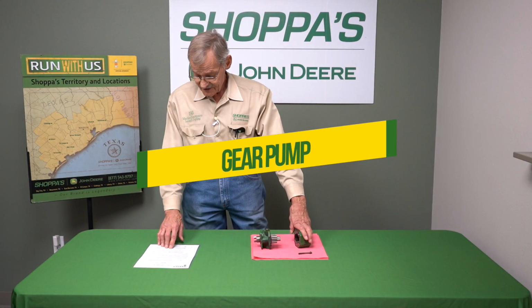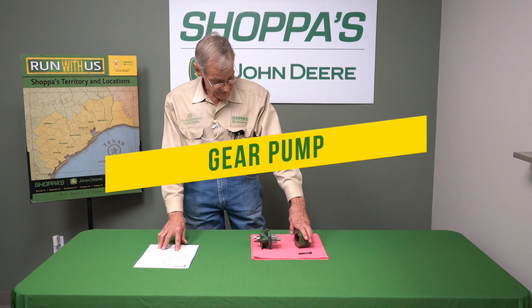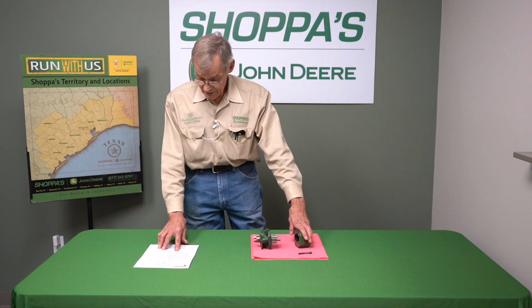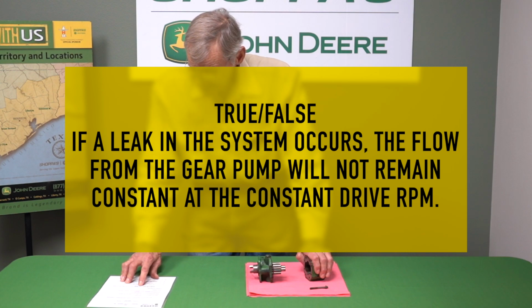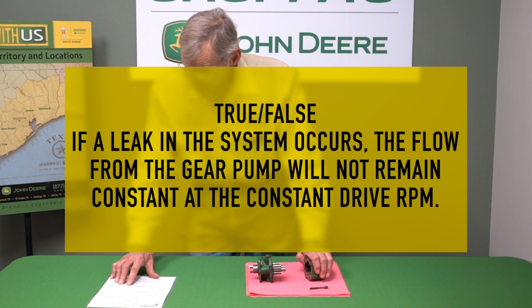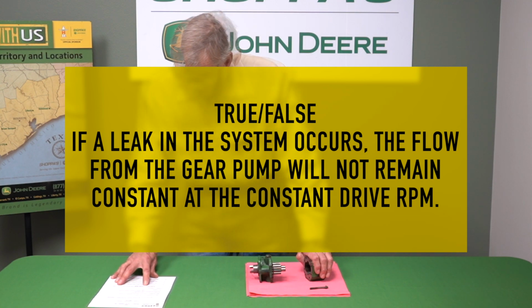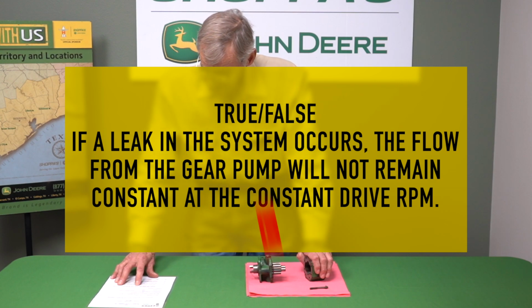Okay, our next component, it's a hydraulic component. This is a gear pump. Okay, the first statement: if a leak in the system occurs, the flow from the gear pump will not remain constant at the constant drive RPM.